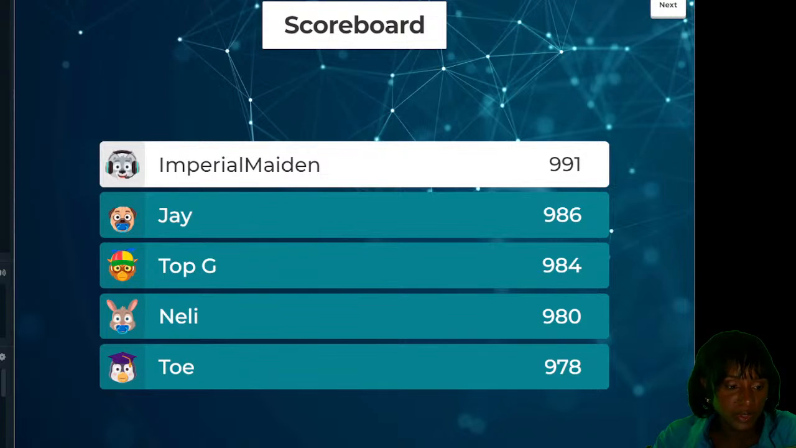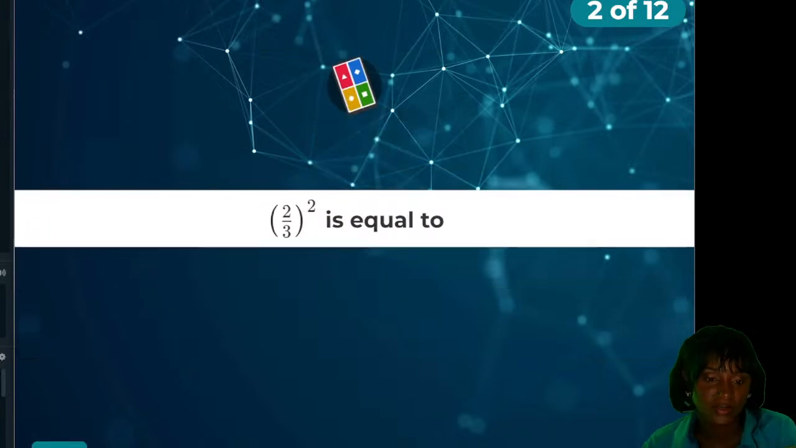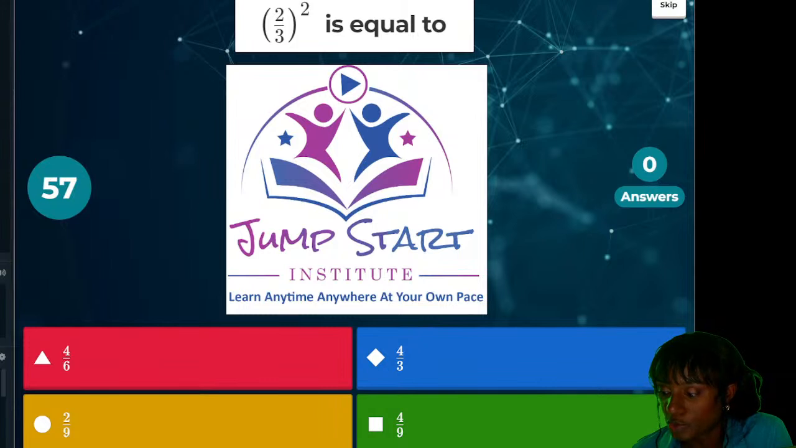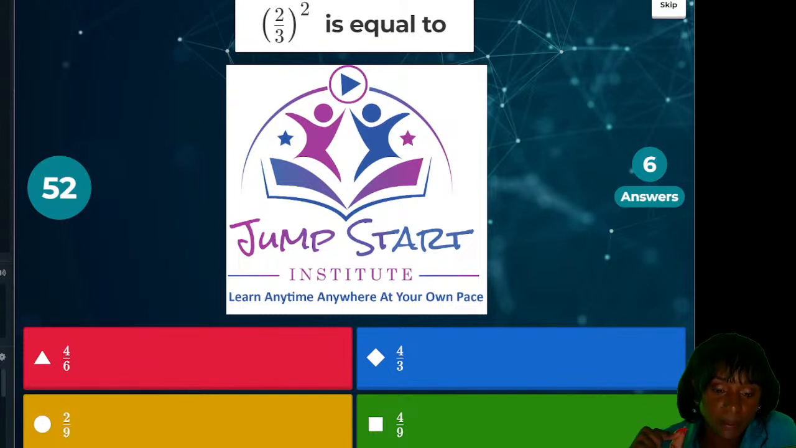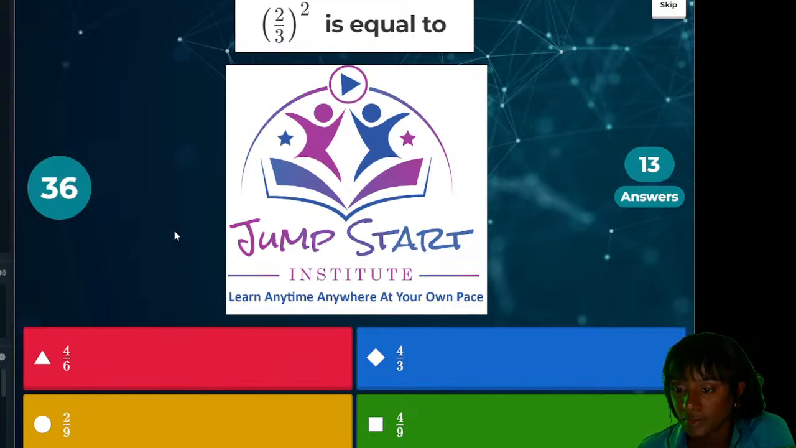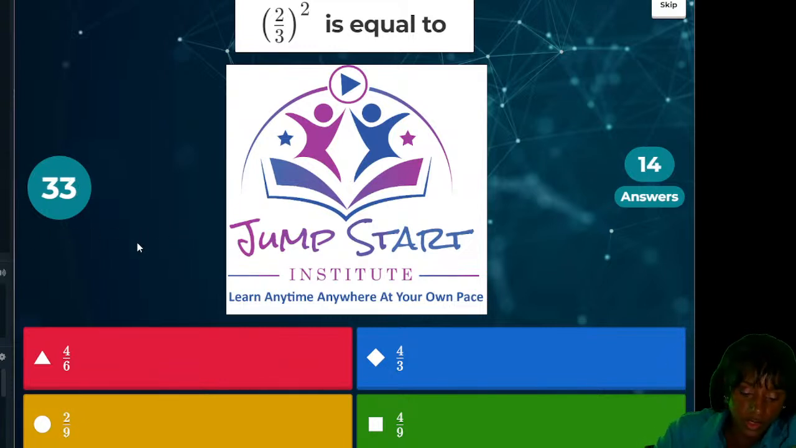Okay, so I see Imperial Maiden at the top here, and the toe is climbing up. The question is 2/3 raised to the power of 2. I'll give you a little hint. Each number in the fraction here should be raised to the power of 2. So it's not just the 2, but also the 3 that should be raised to the power of 2.